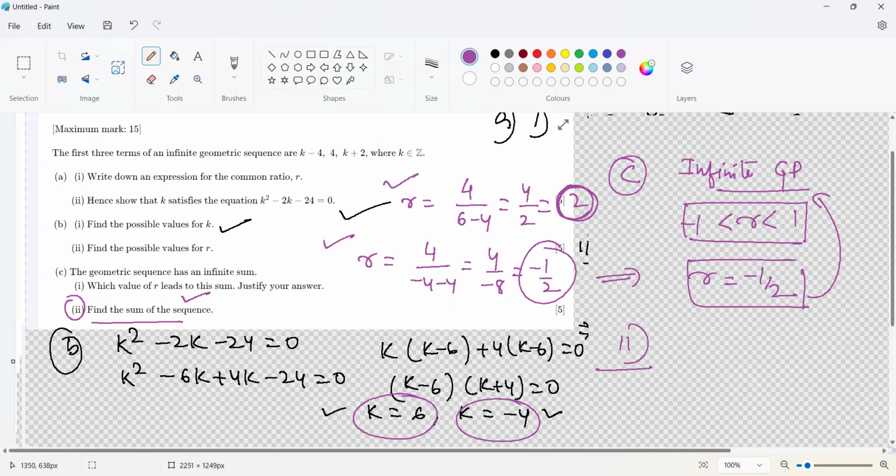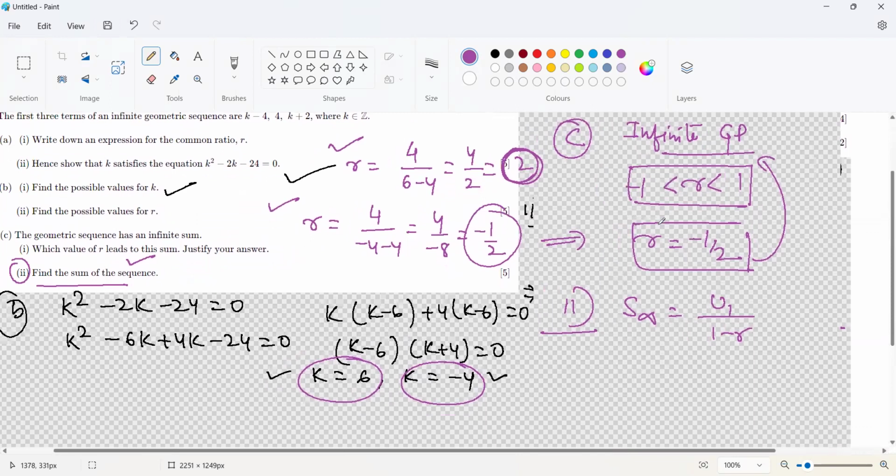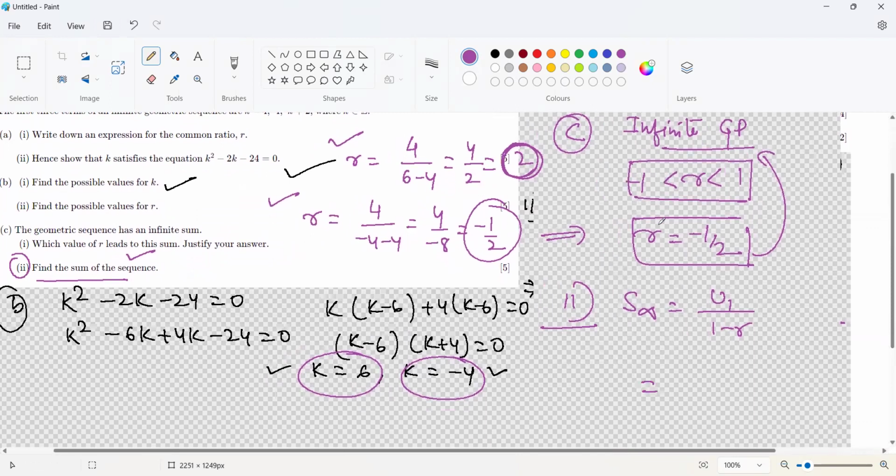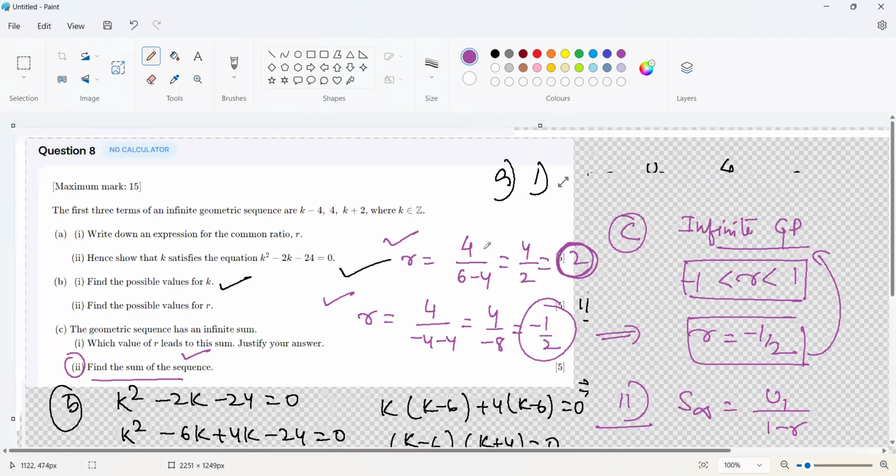Now, what is the sum of the infinite GP? What is the formula? S infinite is U1 upon 1 minus R. Or we can say U1 upon R minus 1 with a sign change. This is the infinite GP sum. So what is the U1? U1 is k minus 4.